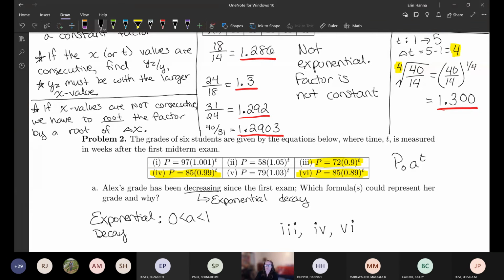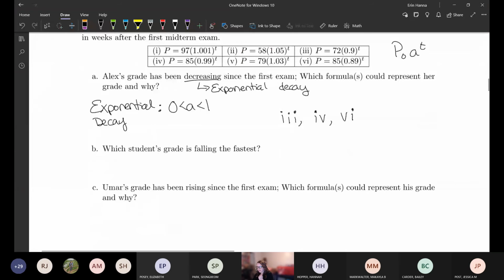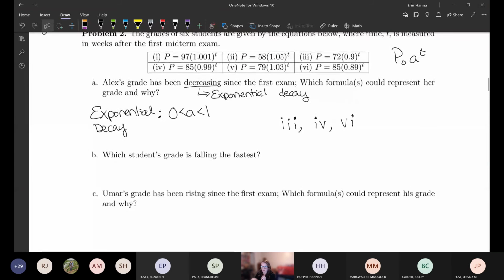And I'm going to scroll back down now. We're almost done, class, so if you need to get that after class really quick, I can scroll back up again. Which student's grade is falling the fastest? So what is the grade that's falling the fastest?